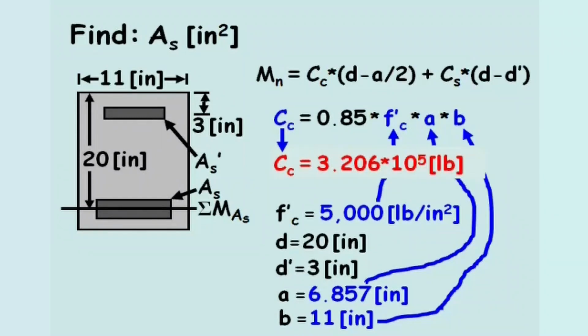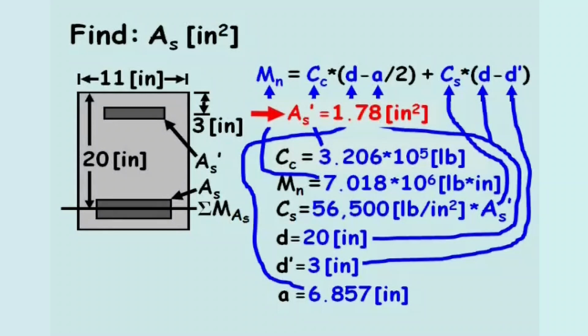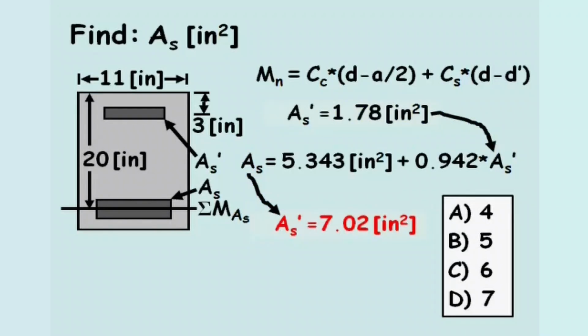At this point, we can substitute all the variables into the moment equilibrium equation and solve for the area of compression steel, which equals 1.78 inches squared. Now we are ready to solve for the area of tension steel by plugging in As prime. The area of the tension steel equals 7.02 inches squared. When reviewing the possible solutions, the answer is D.